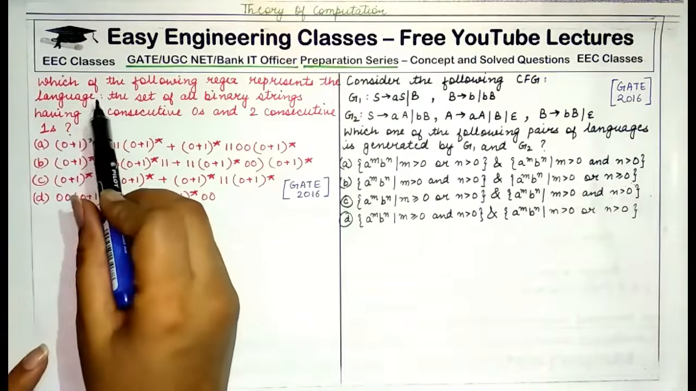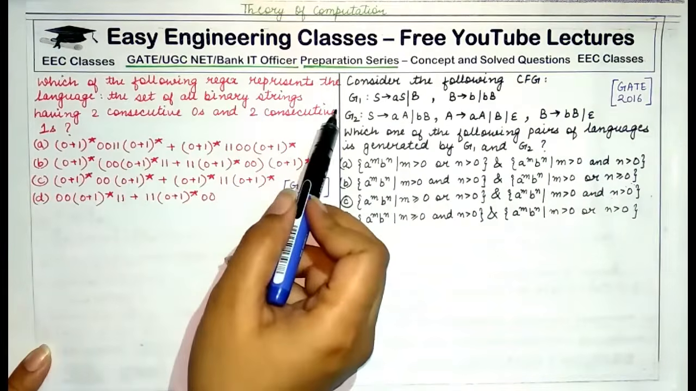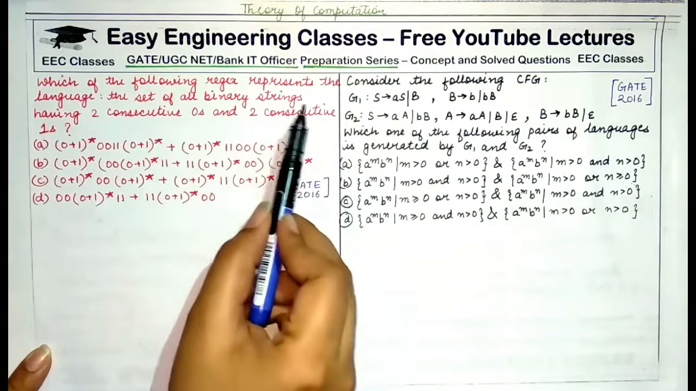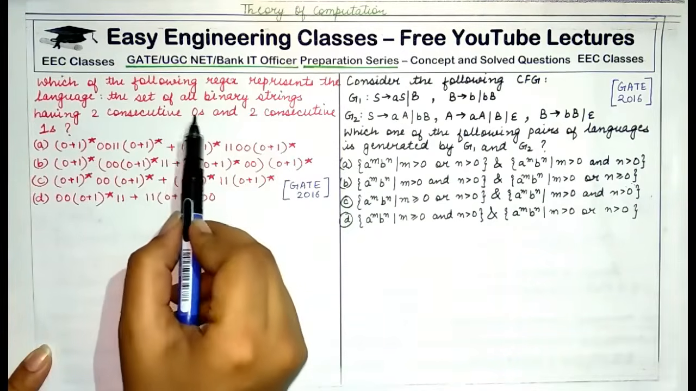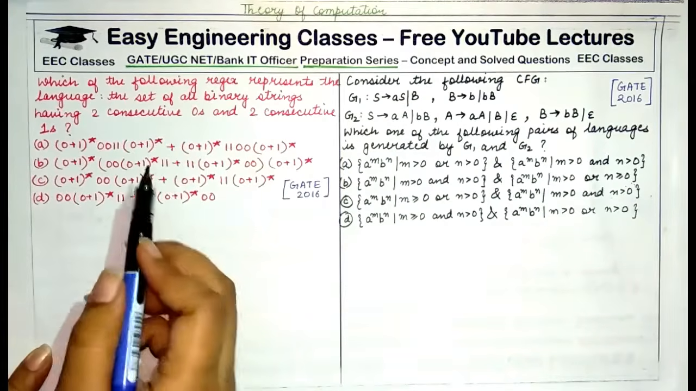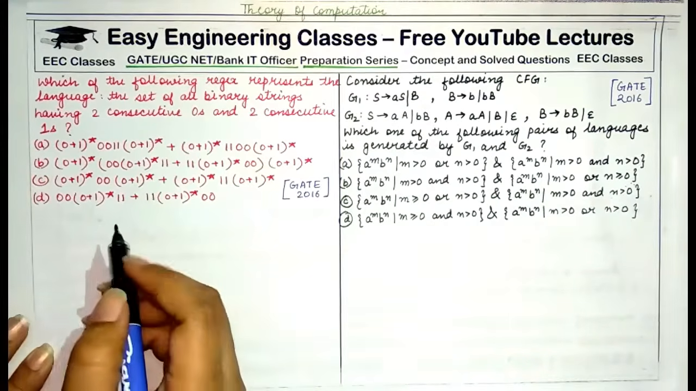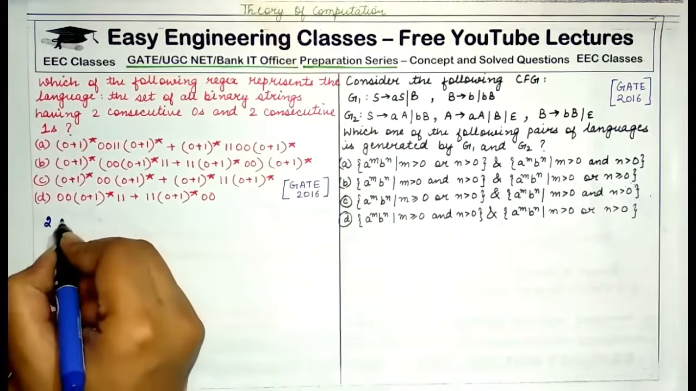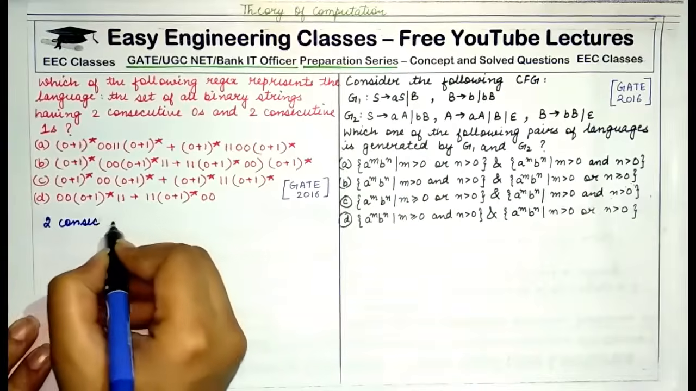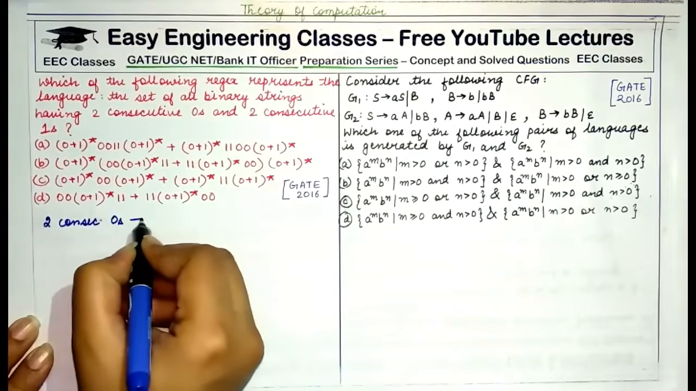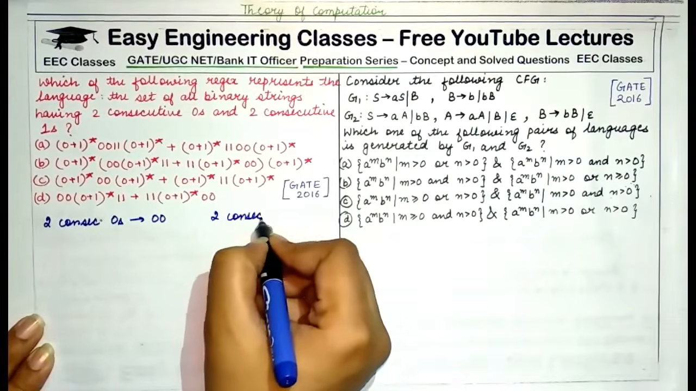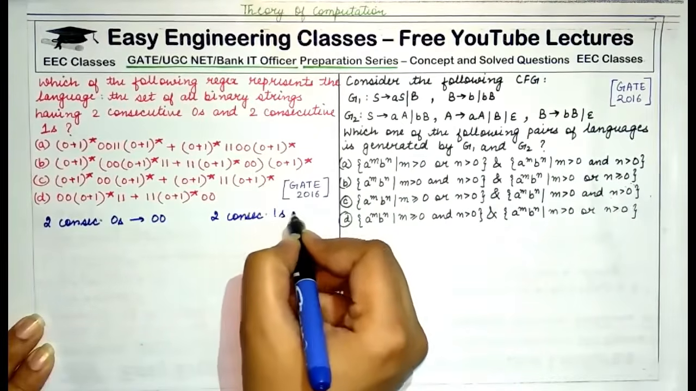The question states: which of the following regular expressions represents the language, the set of all binary strings having two consecutive zeros and two consecutive ones. So in the question, you are given only two conditions: the language or the regular expression that you have to choose should have two consecutive zeros, that means 00, and two consecutive ones, that means a double one.